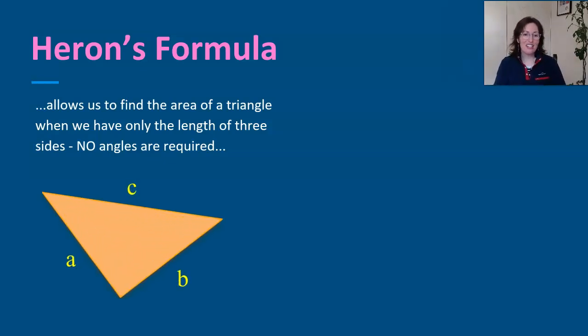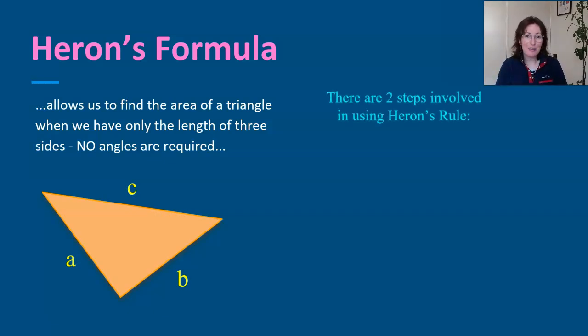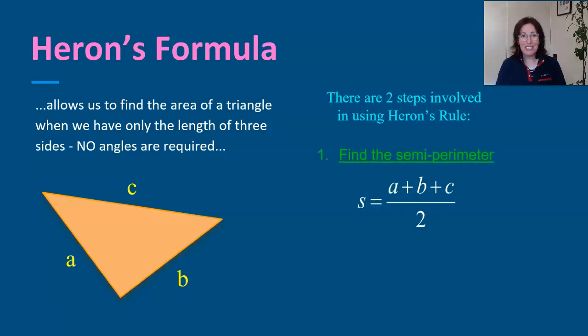So labelling the sides A, B and C, those little letters that we're used to, and the steps involved in finding that for Heron's rule, 2 steps. There's something called a semi-perimeter. So the perimeter of a shape, as we know, is the distance all the way around the outside. So you find that, so you add them all up and divide that whole thing by 2, and that's called a semi-perimeter, or like a half perimeter.